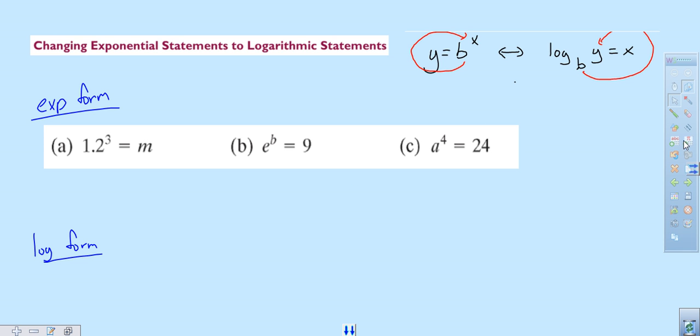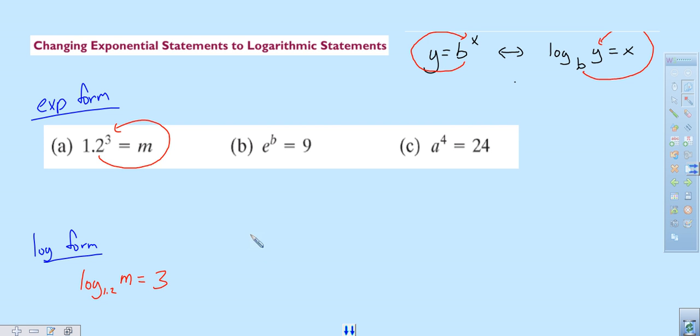So the process is we start at the base. So it will be log. We start at the base, b. We go towards the equal sign, and we swing back around. So that would be log base 1.2. Remember, there's a subscript of m is equal to 3. Okay, so hit pause, do the next two.